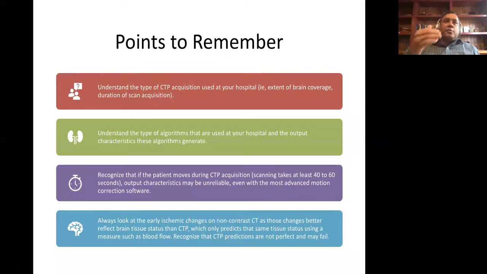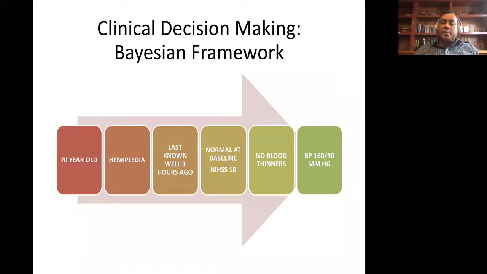And sometimes with automation, they provide you images, but they don't provide you the backend information, and you may sometimes get incorrect estimates. And then finally, you must remember that CT perfusion predictions are predictions, they're not perfect, and you have to use your clinical assessment, and you have to look at the non-con CT scan.